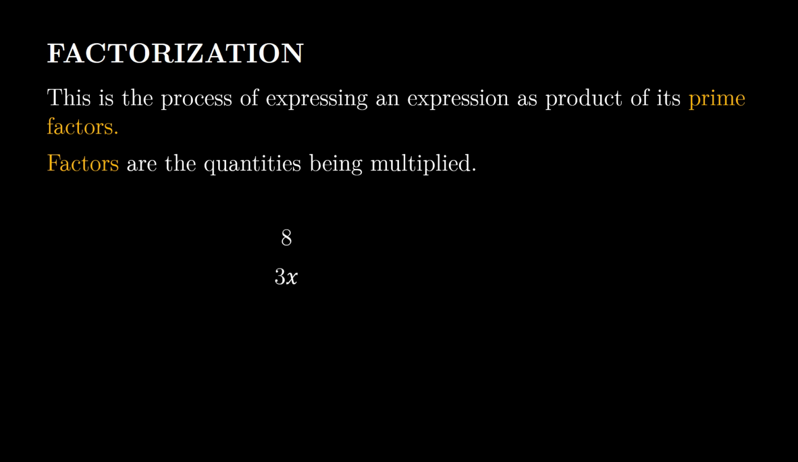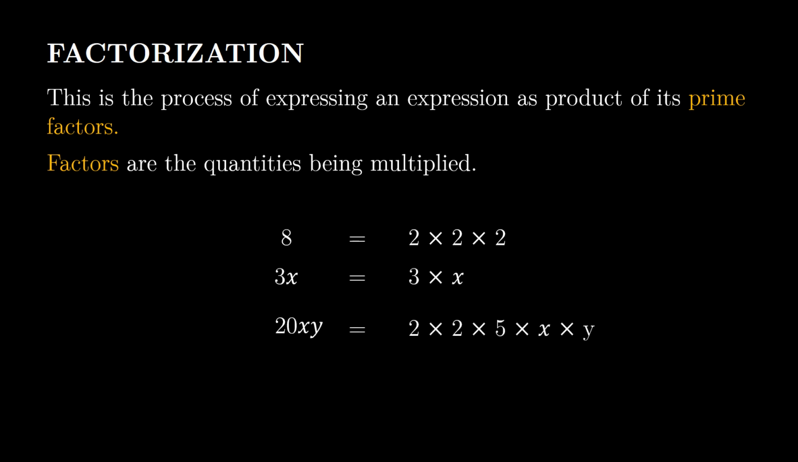Suppose we have 8, we have 3x, we have 20xy. In 8, we can say that's 2 times 2 times 2. So those are the prime factors. Then 3x, we say 3 times x. Then 20xy, we say 2 times 2 times 5 times x times y. Those are the factors. So the process of finding the factors is called factorization.